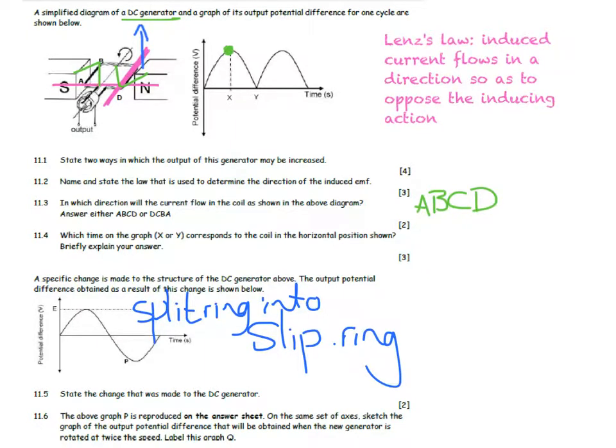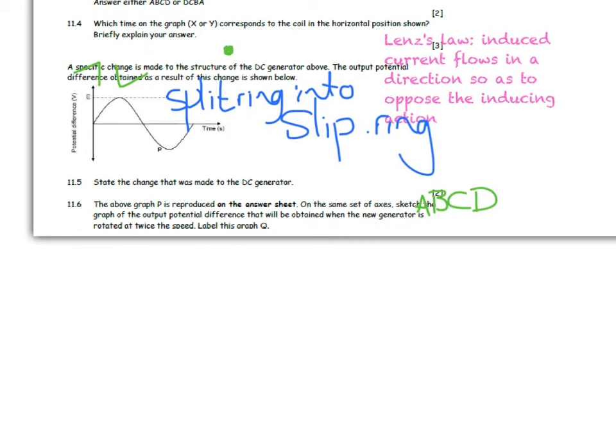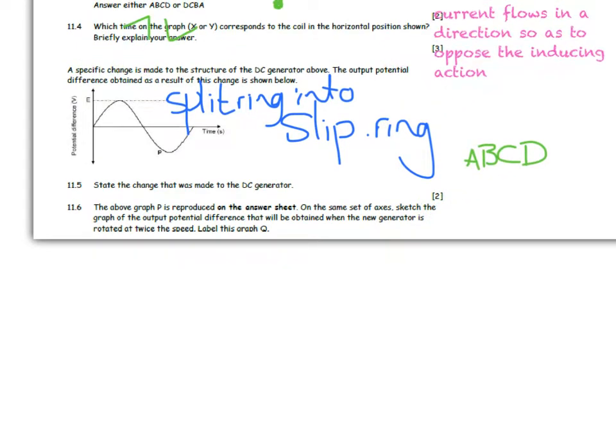The above graph is reproduced on your answer sheet. Use the same set of axes to sketch the graph of output potential difference that would be obtained if the new generator rotated at twice the speed. Now, if it rotated at twice the speed, we would definitely get twice the potential difference being induced, or at least a much bigger potential difference. The other thing that we would see is that we would be changing direction more frequently, so up and down again before we go again. So in other words, we would have a much, much shorter period.